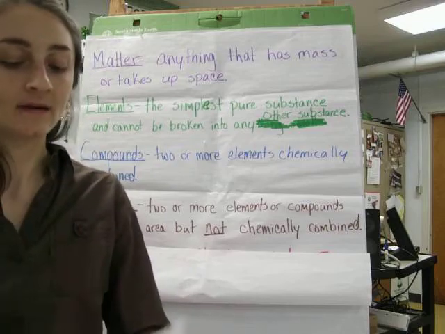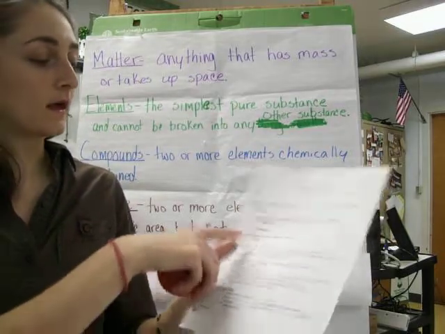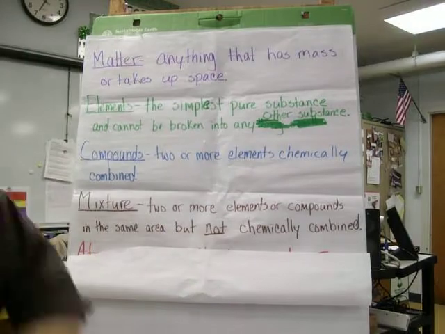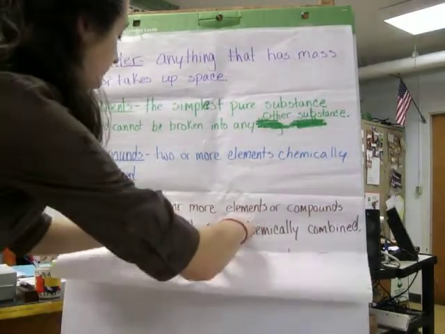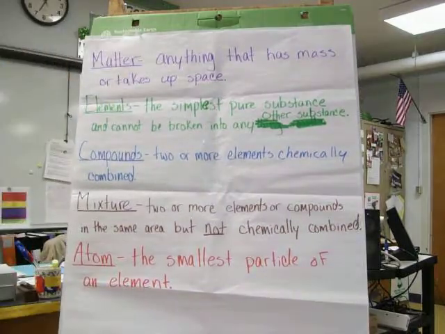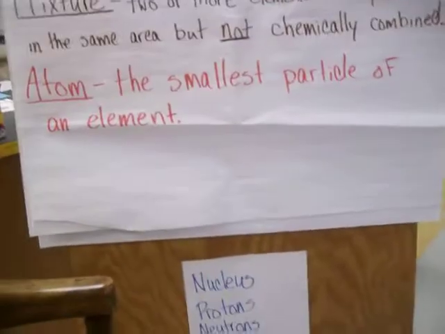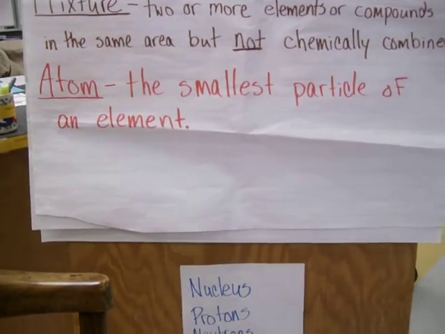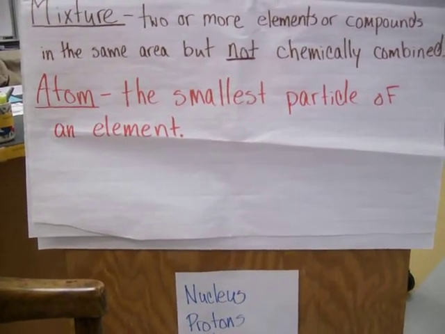Atoms again. So, we need to define atom really quick here. An atom is simply the smallest particle of an element. So an atom, the smallest particle of an element.